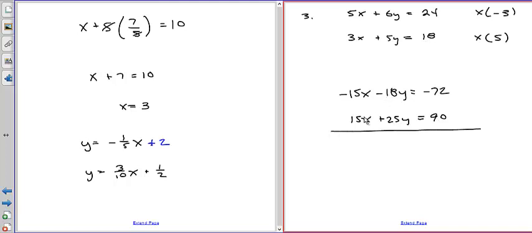Now we add these two equations. These two go to 0. Here we have 7y, 25 minus 18. And here we have 90 minus 72, which is 18. Divide both sides by 7, so we get y equals 18/7.